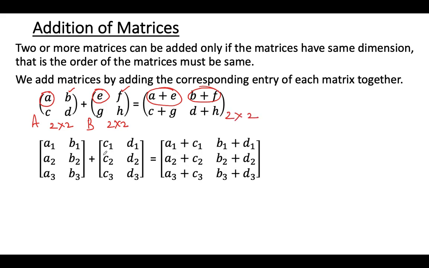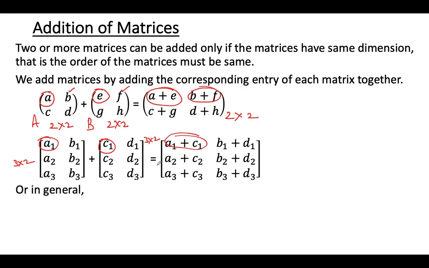Let's look at this. This is a matrix of order 3 by 2. This is also a matrix of order 3 by 2. Because these two matrices are of the same order, we can proceed with addition. And when we add, we will be adding the corresponding entries. The first element in the first matrix and the first element in the second matrix are added to get the first element in the resulting matrix. Similarly, B1 plus D1 is added to get the second entry. So is the case with all the other entries.